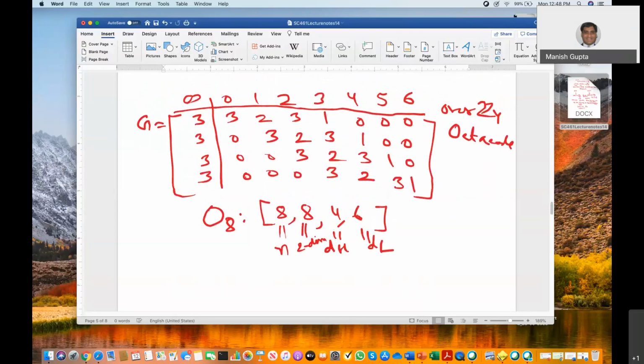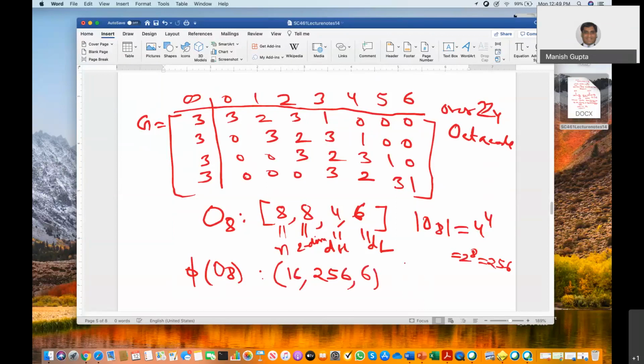You can see that the minimum Lee distance turns out to be 6. Okay, so the cardinality of the Octacode is 4 raised to power 4, or in other words 2 raised to power 8, which is 256. When we apply the Gray map phi on this Octacode, we get the length 16, 256, 6 Nordstrom-Robinson code. Beautiful. It's a beautiful construction, right?